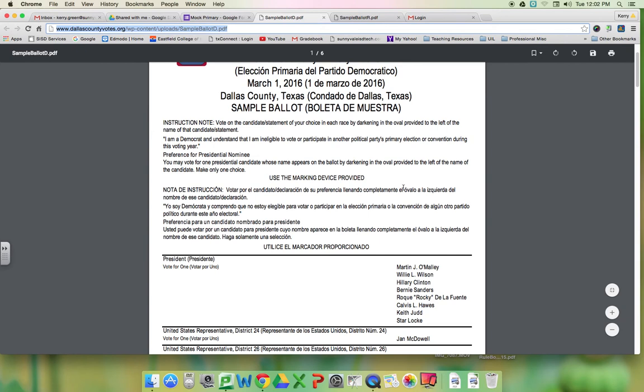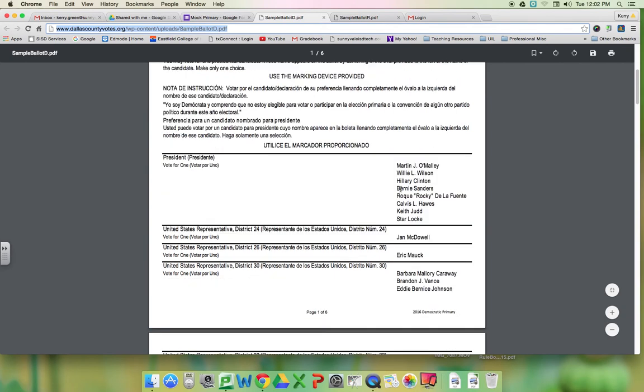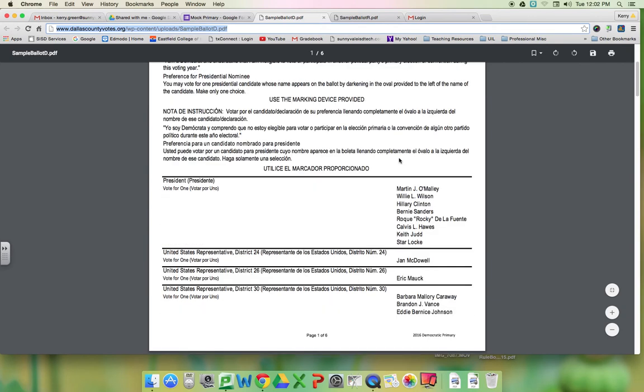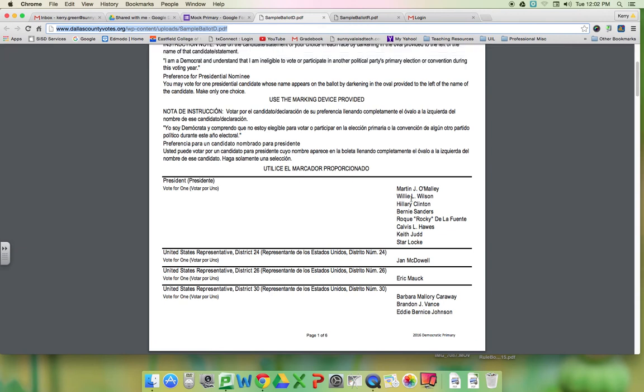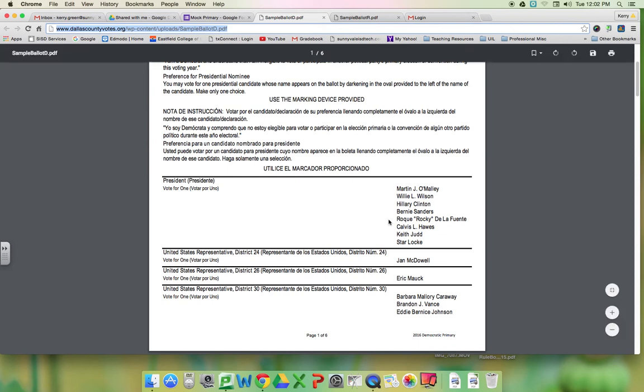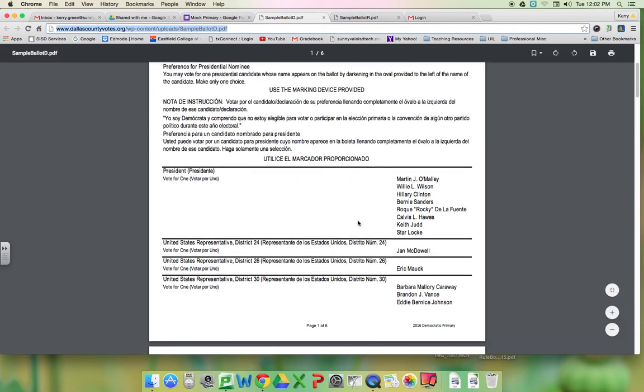The big thing I want to note is that you have several candidates. This is the Democratic ballot. Notice that you have a lot of candidates here, several of whom you probably have not heard of. On our ballot, I didn't include some of these names like Willie Wilson and Rocky De La Fuente because these are people that are not running a true national campaign. They're just on the Texas primary. So I kept it to just the national candidates.